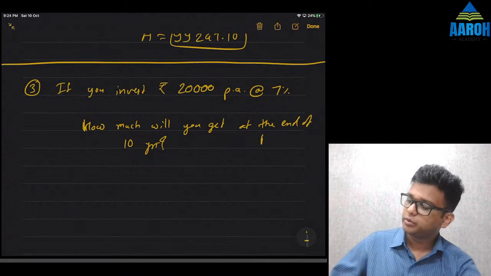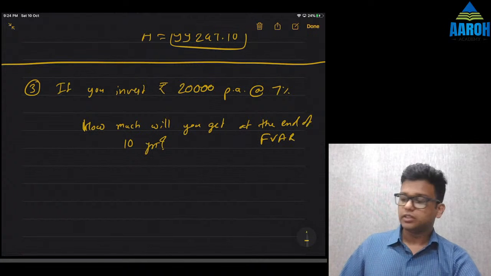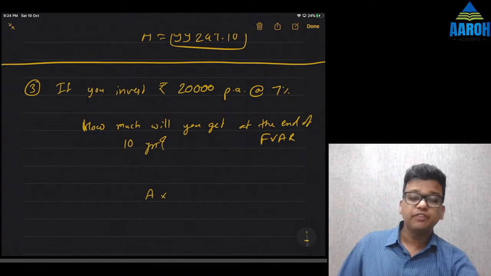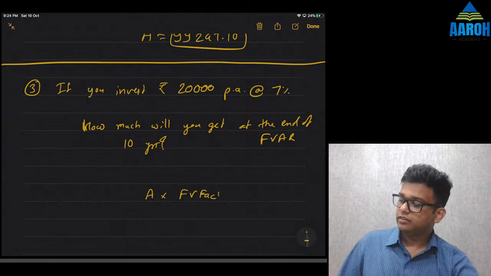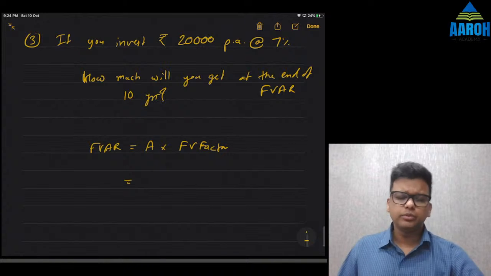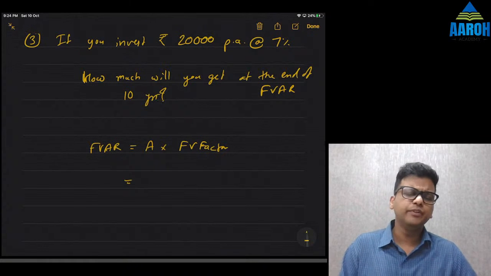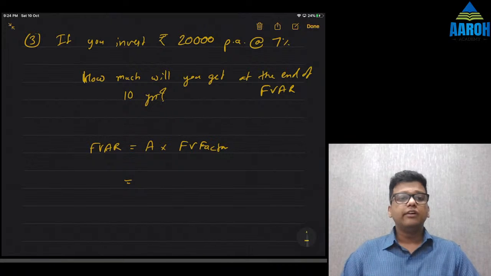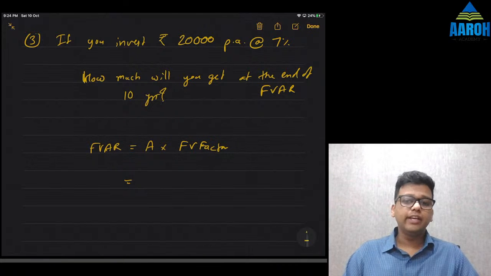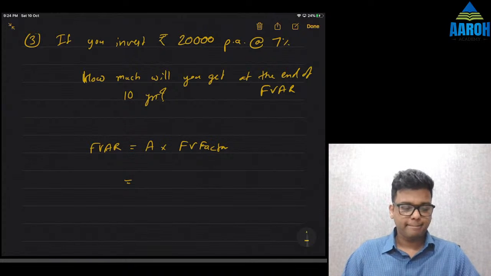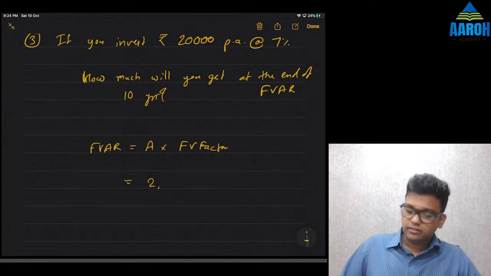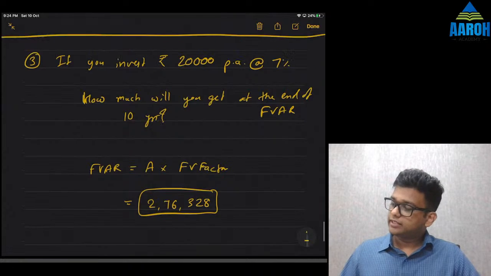End of 10 years, that means we want future value of annuity regular. We have A, we can find the future value factor, right? So we can get future value of annuity regular. Let's try it, you also try by yourself. What is the future value formula? 1.07 raised to 10, equal to, minus 1, divided by 0.07, multiplied by 20,000. Check whether everyone is getting 2,76,328.